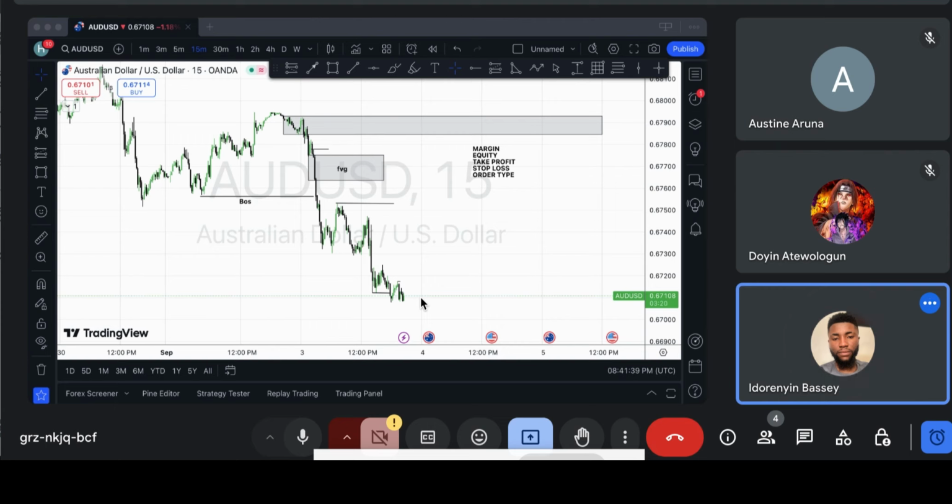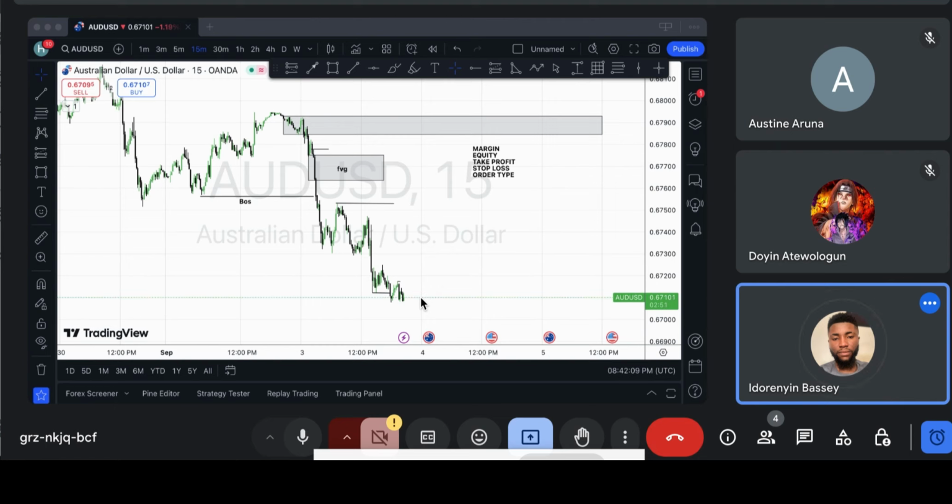Let's just look at a key takeaway. Let me just summarize the whole thing so you can jot down. Number one, margin is a deposit required by the broker to open and maintain a trading position.